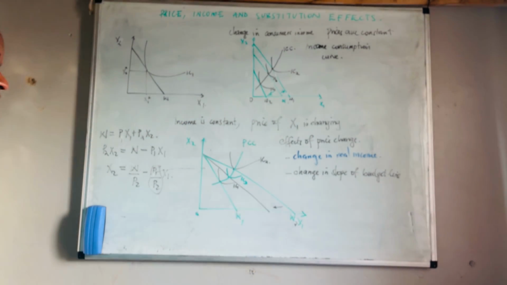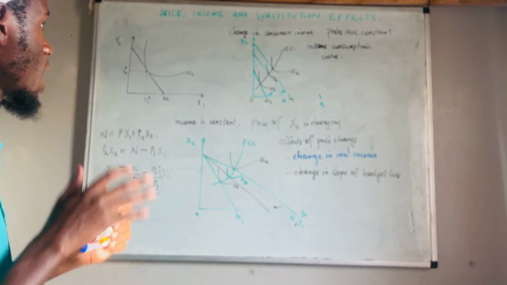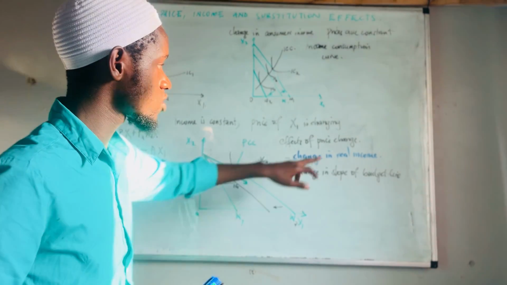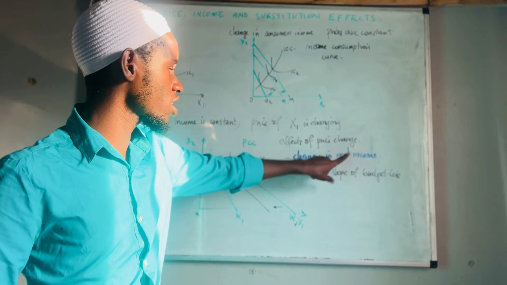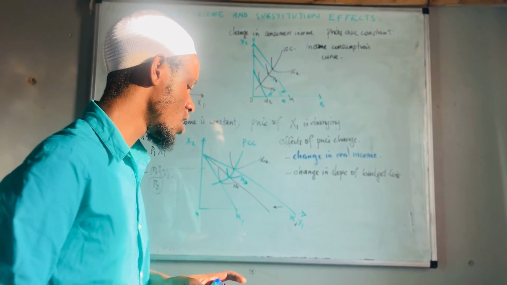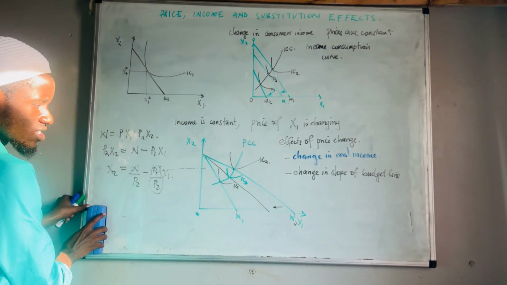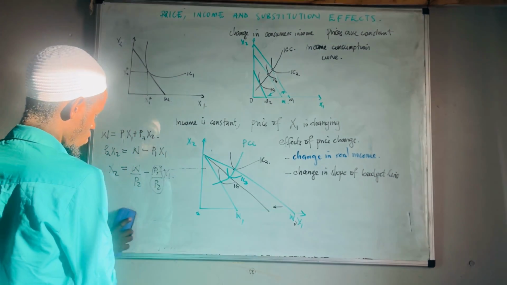Now members, I think now we can dive deep into what we call income effect, substitution effect, and total price effect. You've seen the total price effect has two changes, the effect on real income and a change in slope. Now members, let us go through what we call the income effect and substitution effect, as we saw in micro.